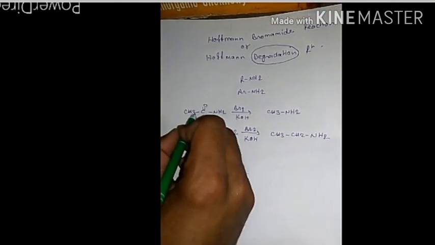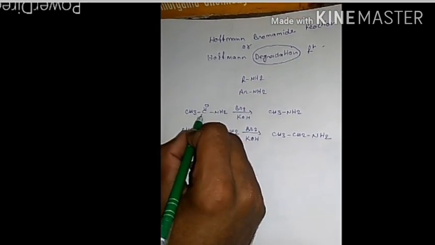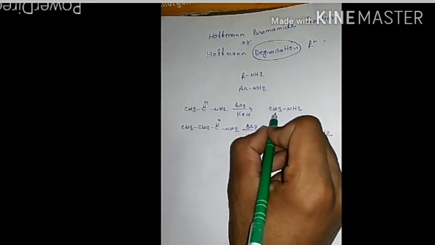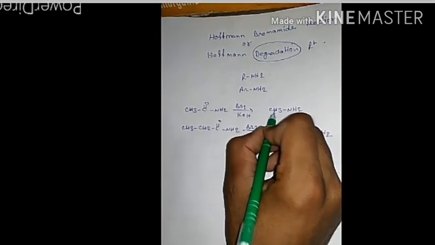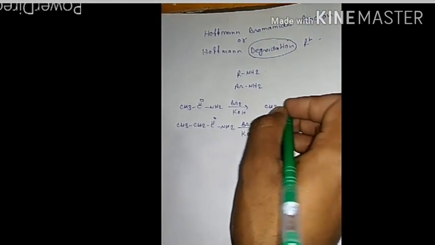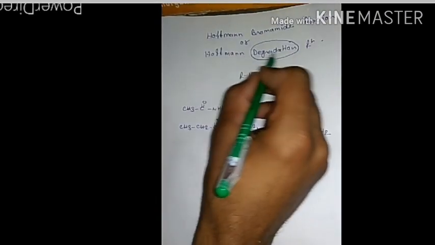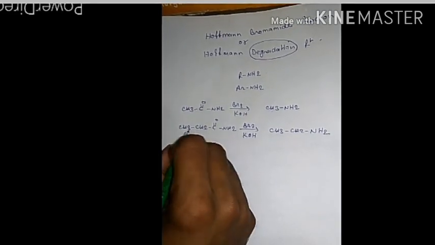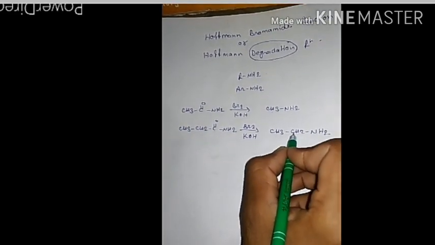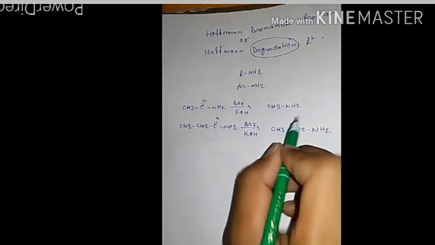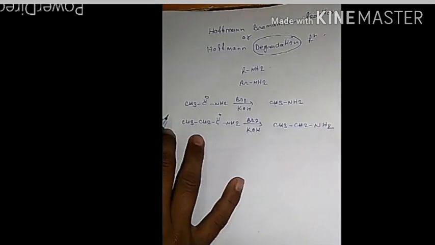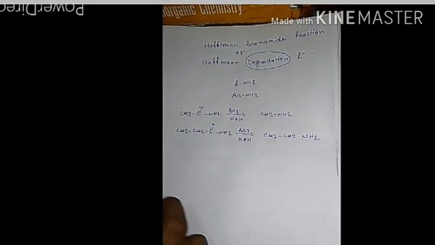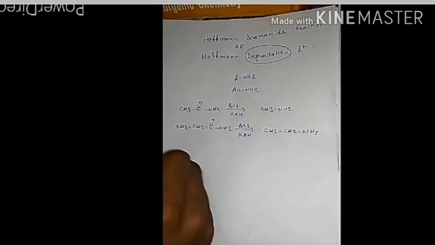Here in the reactant primary amide there are two carbons, 1 and 2, and in the product there is only one carbon. One carbon is degraded, hence the name Hofmann degradation reaction. Here it is the same: 1, 2, 3, and in the product primary amine 1, 2. One carbon is degraded. Now we describe the Hofmann bromamide reaction, how the reaction takes place.